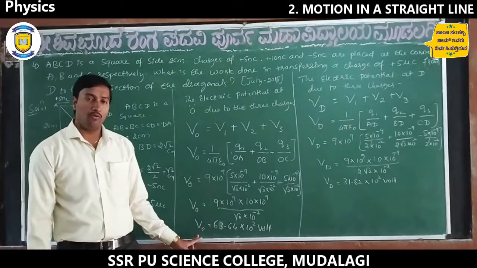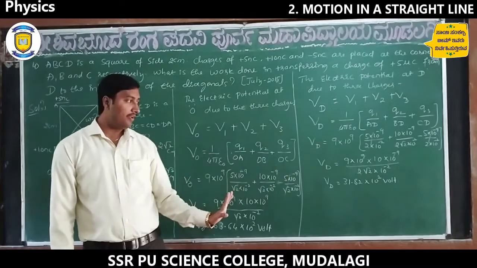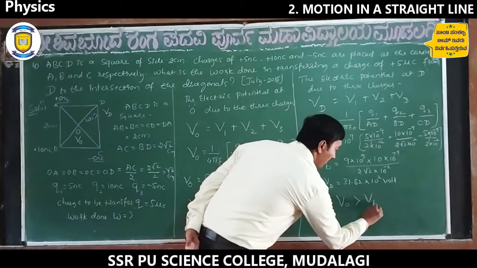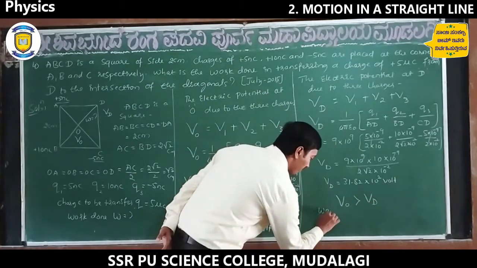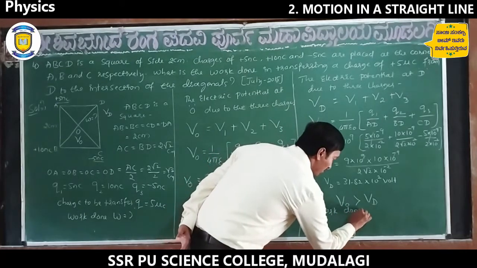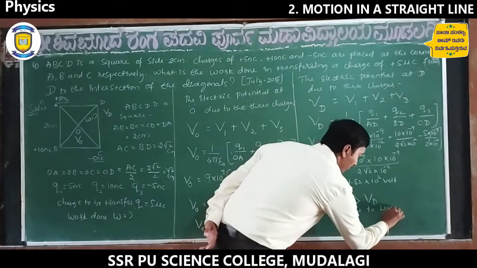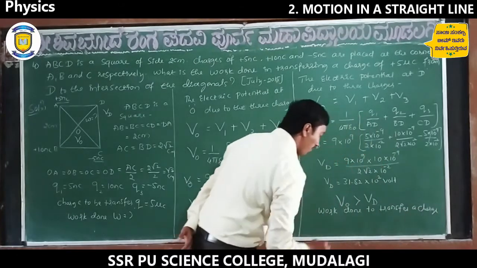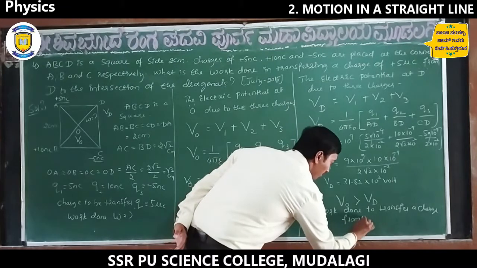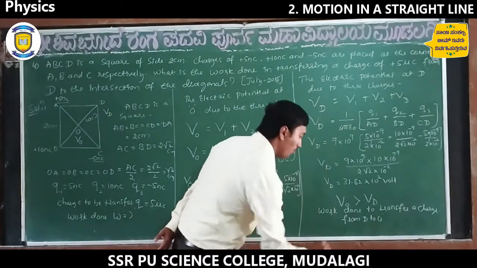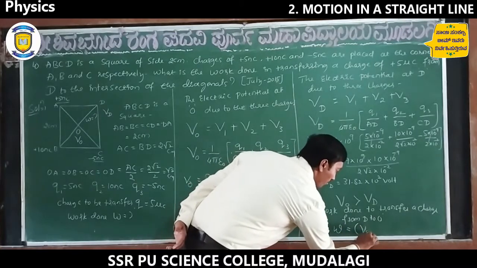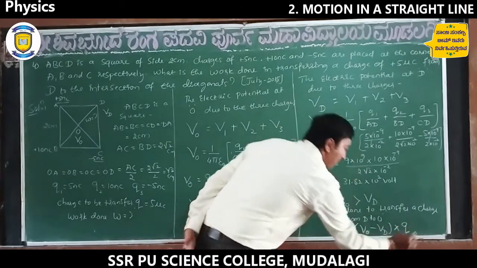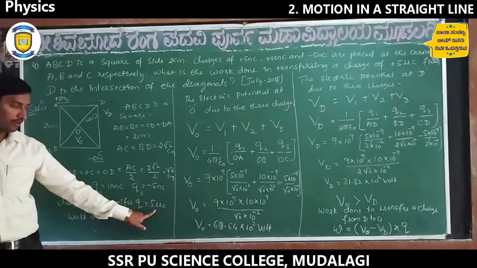You have VO more than PD. It's clearly shown VO is more than PD. And then we have to find the work done to transfer a charge from D to O. Here work done is equal to PO minus PD into Q, Q means 5 UC, and multiply by 4.